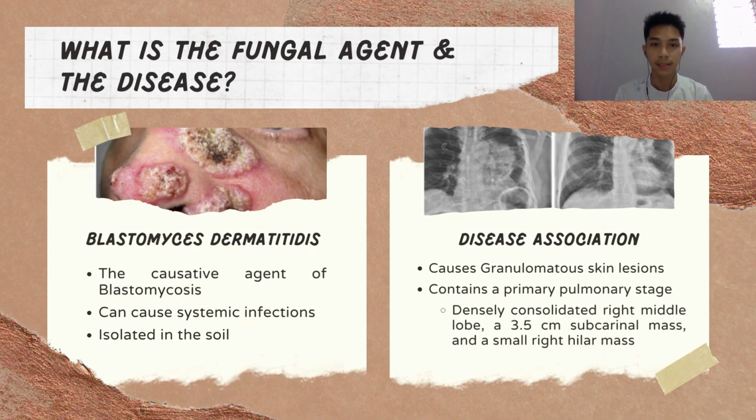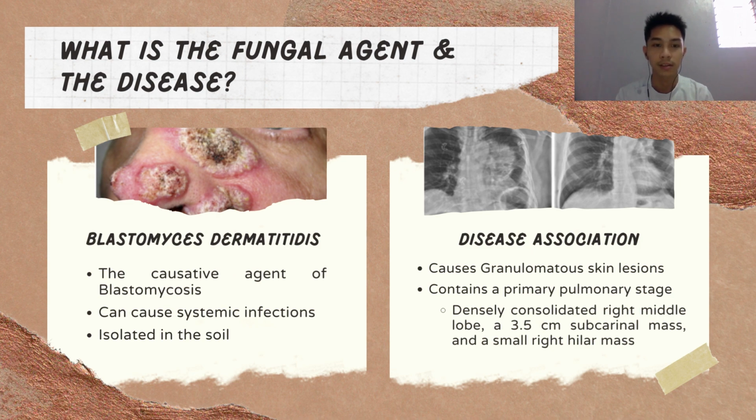The causative agent of the disease is Blastomyces dermatitidis, which causes blastomycosis. It is a dimorphic fungus capable of causing systemic infections from the lungs to different parts of the body. The fungus is found in the soil and can be inhaled in cases of soil disruption, leading to pulmonary involvement. Symptoms manifested by the patient, such as low-grade fever, myalgias, and non-productive cough may be nonspecific, but the presence of the granulomatous skin lesion is highly suggestive of blastomycosis.